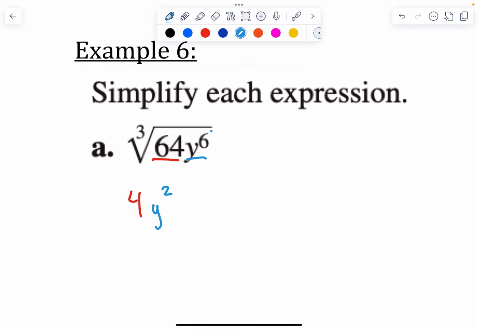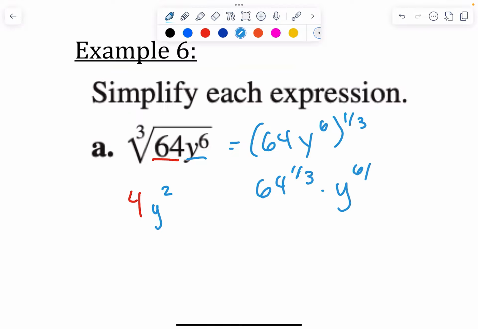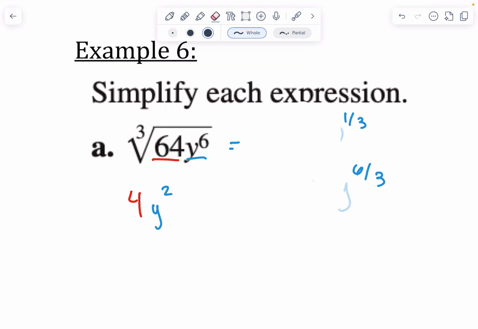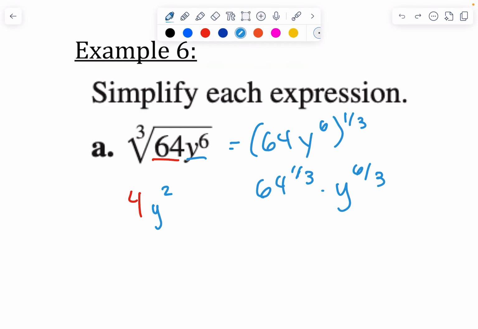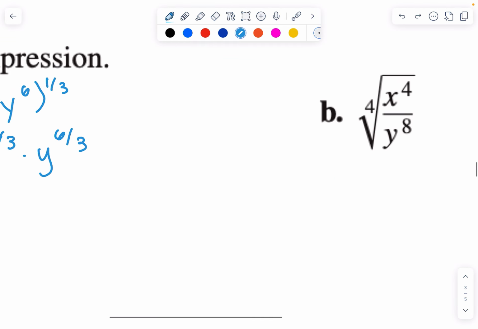And what you could do is divide the power by the root, because if I was to put this into exponential form, this would be 64y to the 6th, all to the power of 1/3. Right? And then that's 64 to the 1/3, which is harder to understand, but y to the 6 over 3 power, that makes more sense. That's y squared, okay? Okay, moving on.